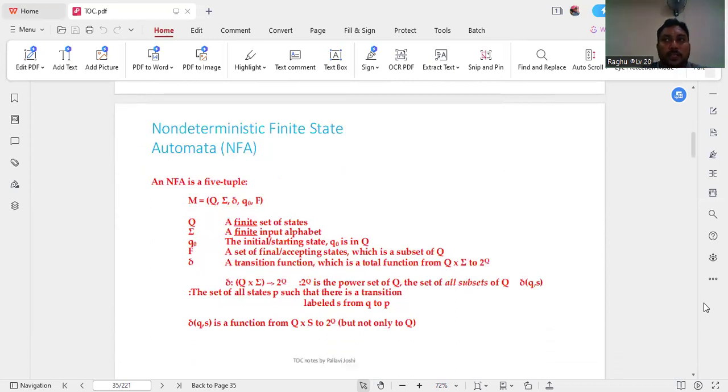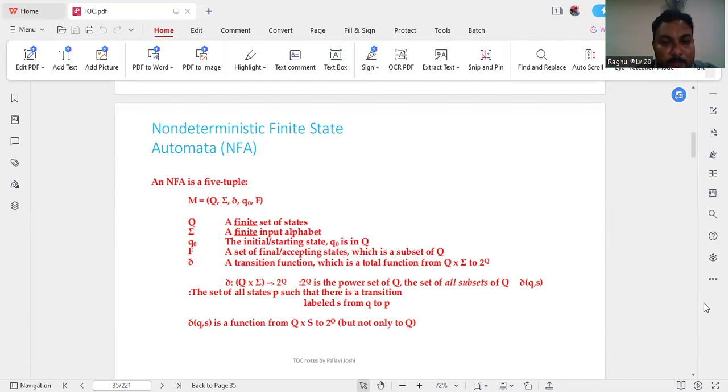Next one is the non-deterministic finite automata. This is the second type of finite automata. A non-deterministic finite automaton also consists of 5 tuples: Q, sigma, delta, Q0, and F, where Q is a finite set of states, sigma is a finite input alphabet, Q0 is the initial state which belongs to Q, and F is the set of final states which belongs to Q only.